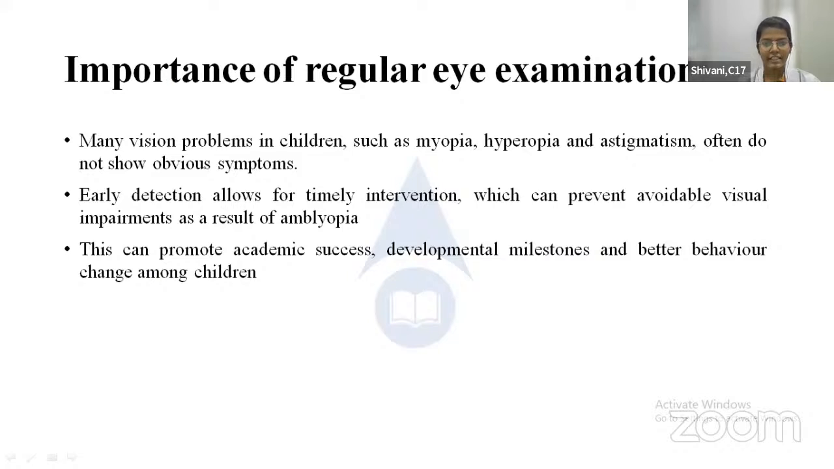Importance of regular eye examination. Many vision problems in children such as myopia, hyperopia, and astigmatism often do not show obvious symptoms. Early detection allows for timely intervention, which can prevent avoidable visual impairment as a result of amblyopia. This can promote academic success, developmental milestones, and better behavioral outcomes among children.